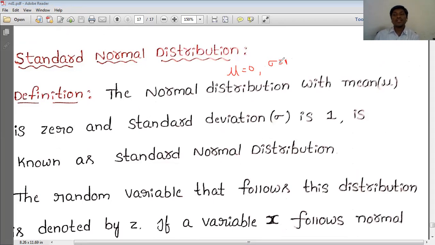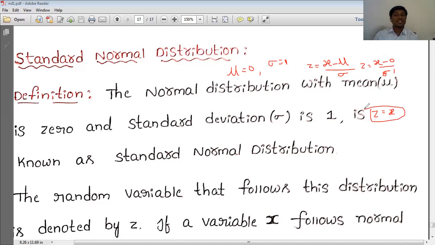So what will we get? We know that z is equal to x minus mu by sigma. Then z is equal to x minus mu, which is 0, so x minus 0 by sigma, and sigma is 1. Then z is equal to x minus 0, which is x by 1, which is x. So x is equal to z.